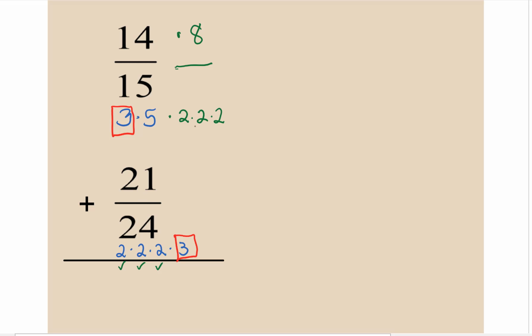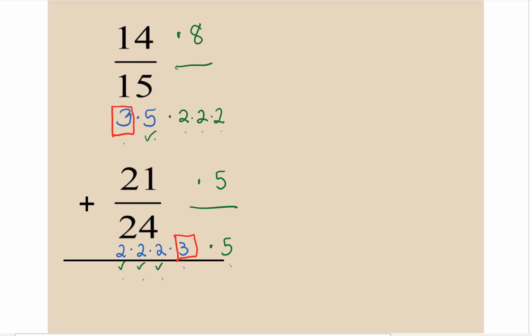My 15 has 3 2s and 1 3, but it also has a 5. So I need to multiply the denominator by 5 in order to have the same prime numbers that I have for my first fraction. If I multiply the denominator by 5, I have to multiply the numerator by 5 as well. So now you'll notice that I have the same prime numbers for both denominators. I have 3 2s, a 3, and a 5.